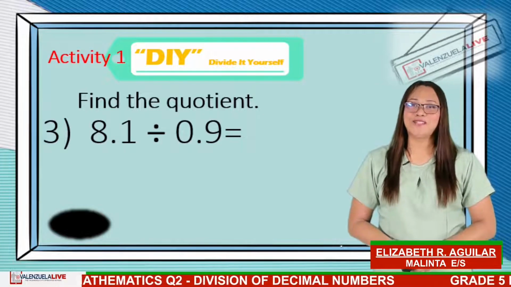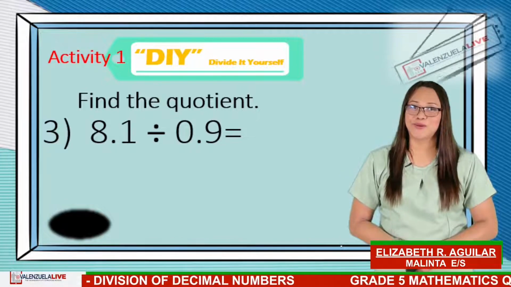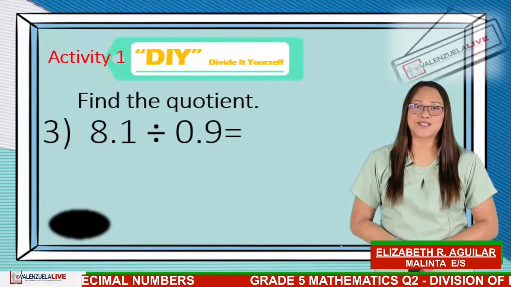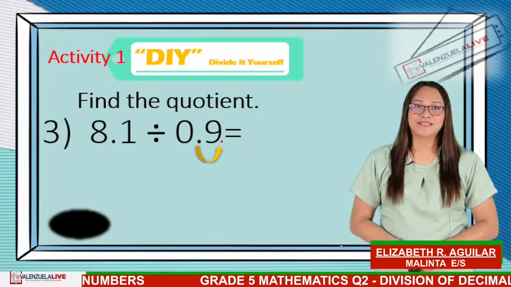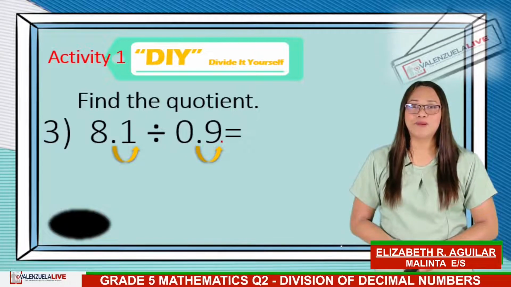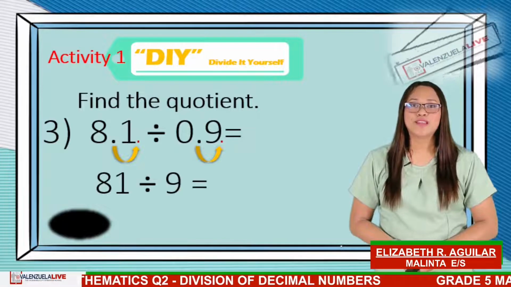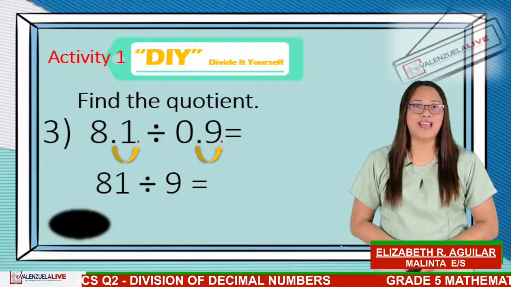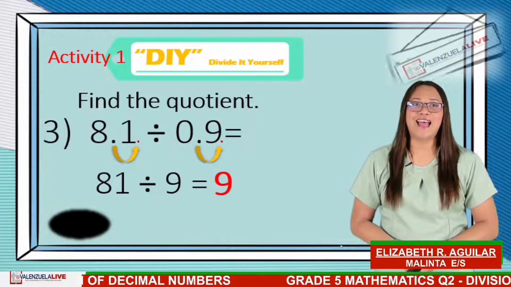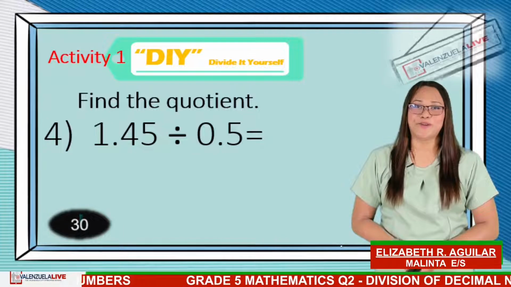All right, time is up. So again, we are going to make our divisor a whole number first. So we need to move 1 decimal place to the right. So with our dividend, we need to move the decimal point to the right. So it will become 81 divided by 9. So 81 divided by 9 is equal to 9. All right, that's great. So let's go to the next number.